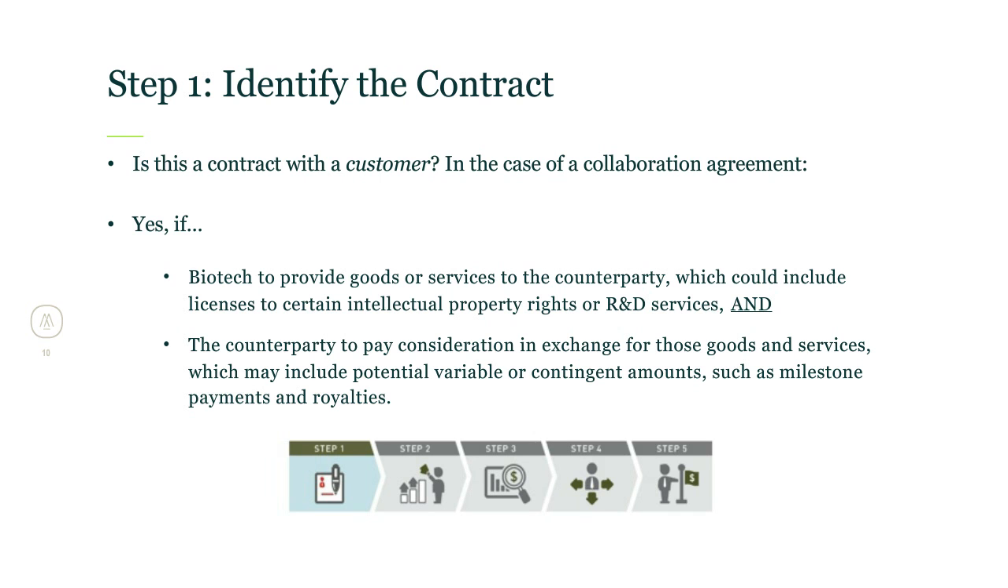So let's talk about that for just a brief second. Let's say that you are a life sciences company, you've got a collaboration agreement. The question is, is that a contract with a customer? So in this slide, we've got the answer being yes if both of these conditions are met, right? So if you provide goods or services to the counterparty, which could include licenses of IP, the R&D you're doing as you develop the drugs, et cetera, and the counterparty actually pays for those goods and services, which could include variable or contingent amounts, under milestone payments, et cetera.